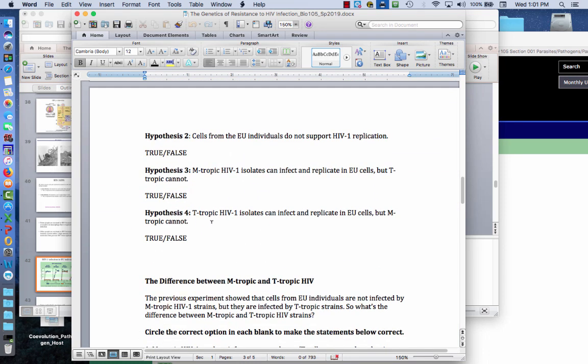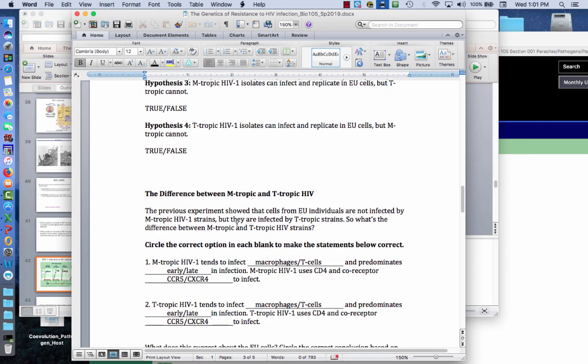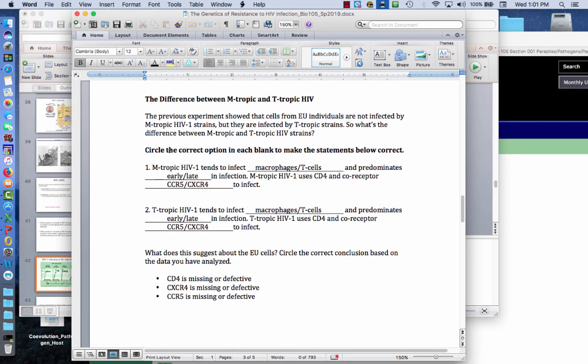All right, and then the reverse for hypothesis 4. T-trophic HIV isolates can infect and replicate in EU cells, but M-trophic cannot. Answer true or false. All right. Now, please work through this one on your own. I don't want to read this one out loud.